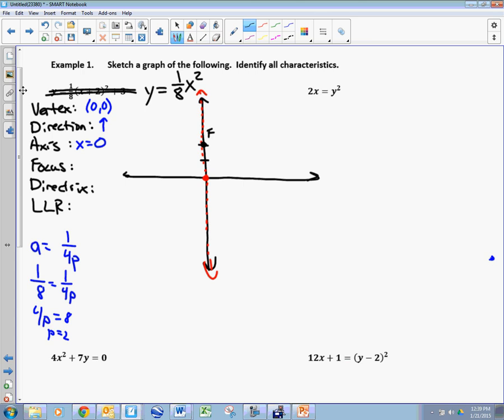Now that I have plotted that focus, I will now name it. A lot of people try to name it first and then plot it. Just plot it, then name it. What's the coordinate? 0, 2. The directrix is also P units away from the vertex. Does it sit on the inside or outside? Outside, so I will go down 2 units. And the directrix is a line. It is perpendicular to the axis of symmetry.